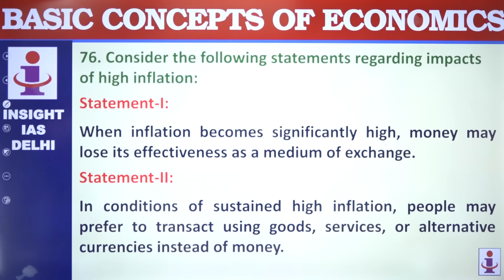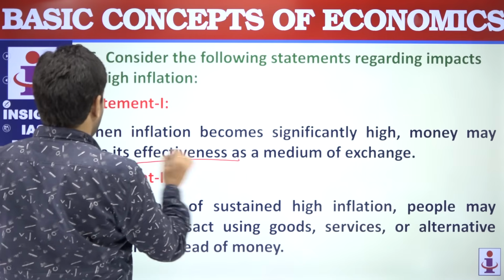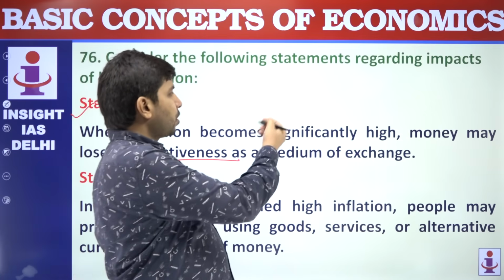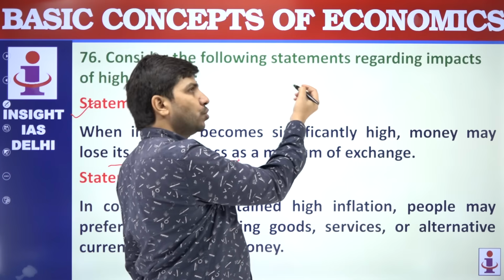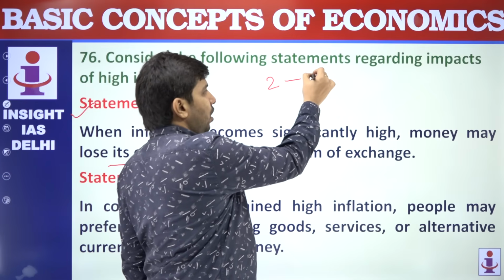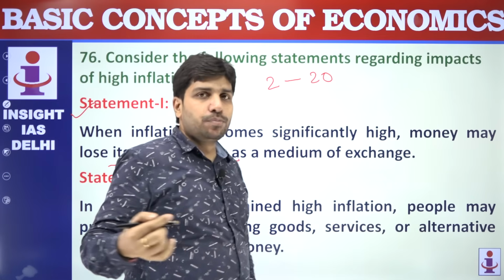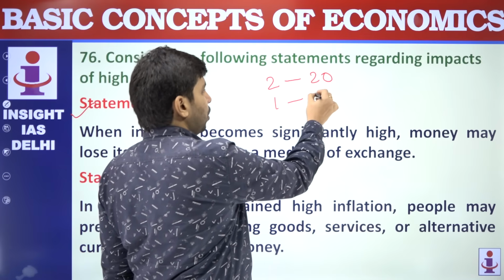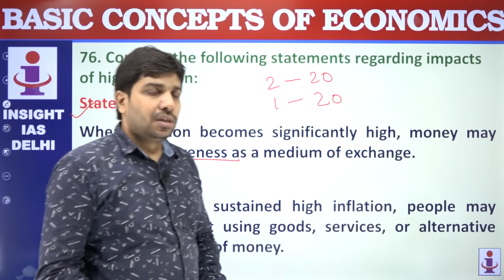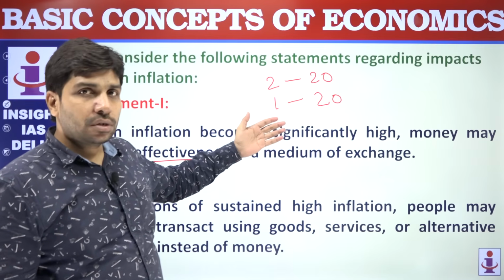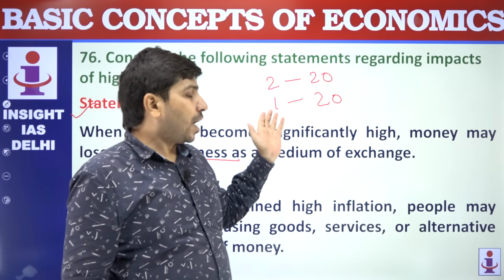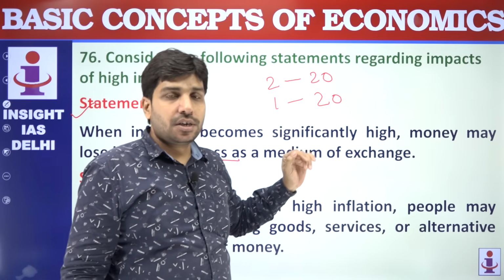Impacts of high inflation. When inflation becomes significantly high, money may lose its effectiveness as a medium of exchange. Yes, what is inflation and how does it impact the value of money? Suppose today you can buy 2 pens in 20 rupees. But after a few years you can buy only 1 pen in 20 rupees. So the capacity of money has reduced. So the price of the pen has increased and the value of money has decreased.